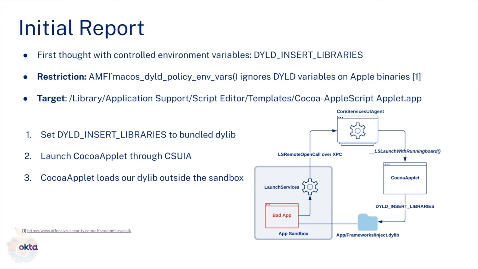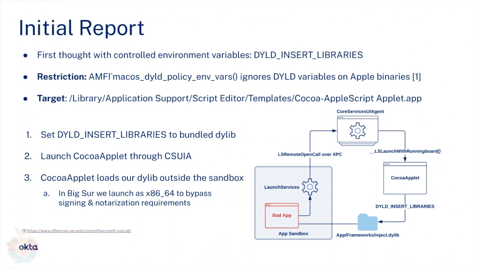Okay, I was so proud of myself. I thought this was amazing. And then I went and I tried it on Big Sur. The first issue I ran into was new signing and notarization requirements on ARM64 binaries. But that's easy enough to bypass. You could just change the architecture in the launch request.